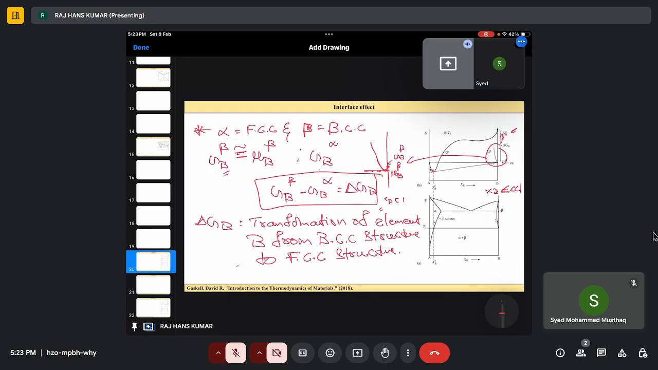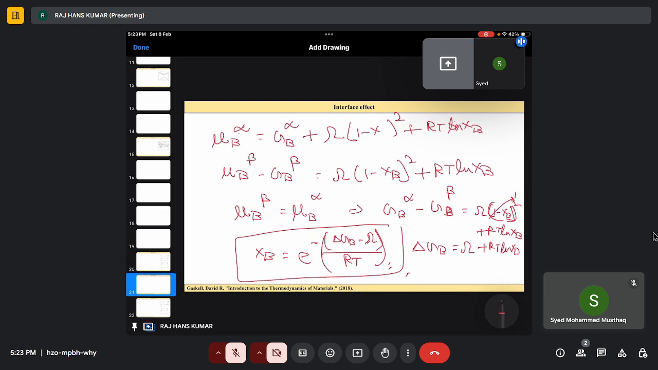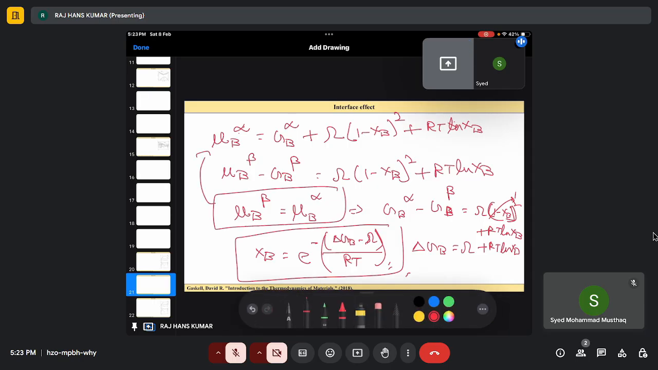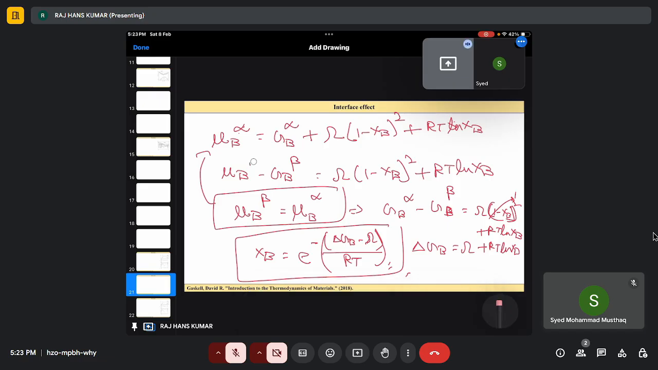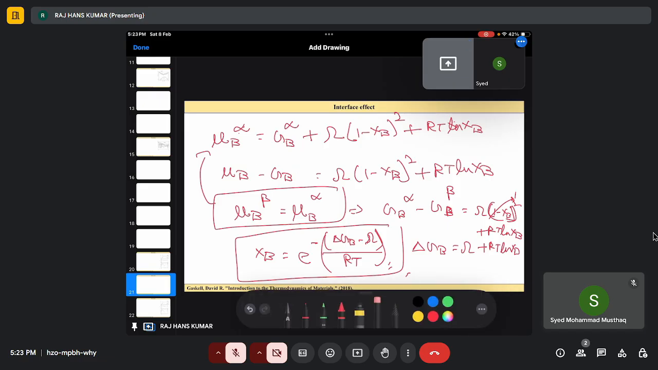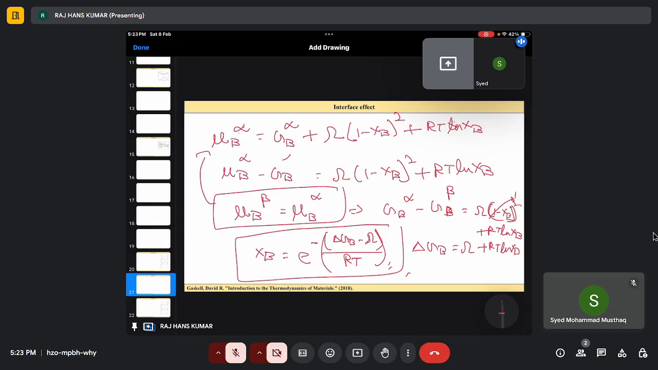So this will again be xB square. These things won't change. So now we know GB alpha, mu B alpha, where chemical potential, we change, it will change these guys also. Now GB at alpha.